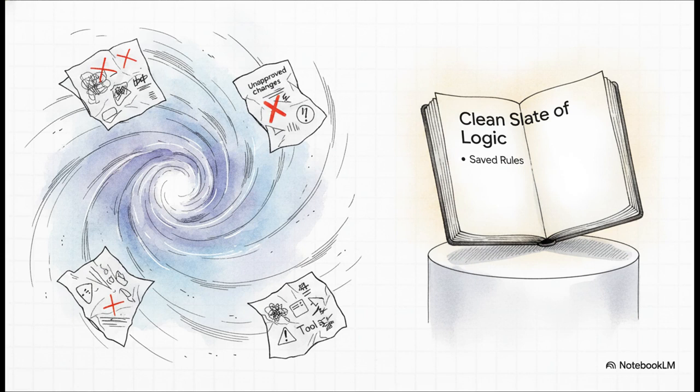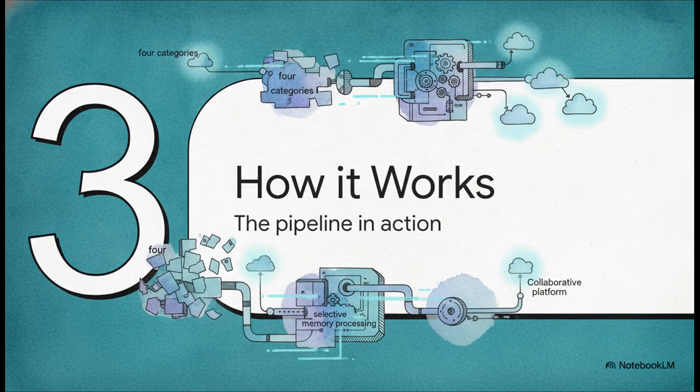Because what gets discarded is honestly just as important as what gets saved. By throwing away things like intermediate files, unapproved user changes, multi-turn reasoning traces, and error logs, we prevent the AI from getting anchored to those past mistakes. It basically starts every new session with a totally clean slate of logic, but armed with a full notebook of your rules. Let's move on to Section 3, How Selective Memory Works.